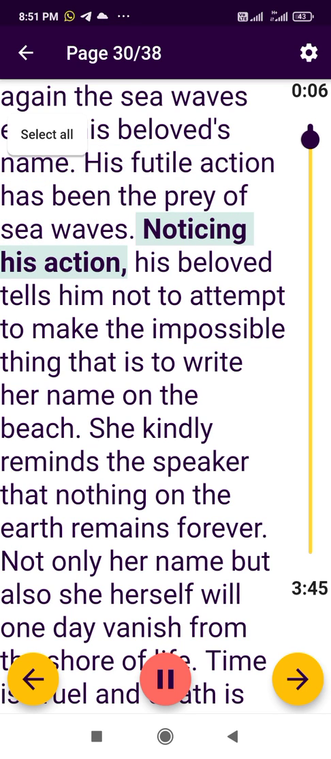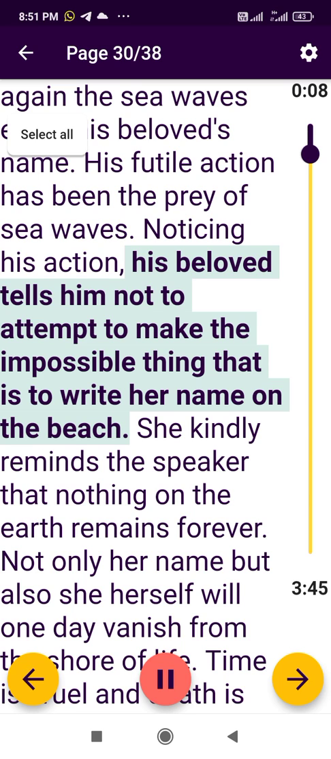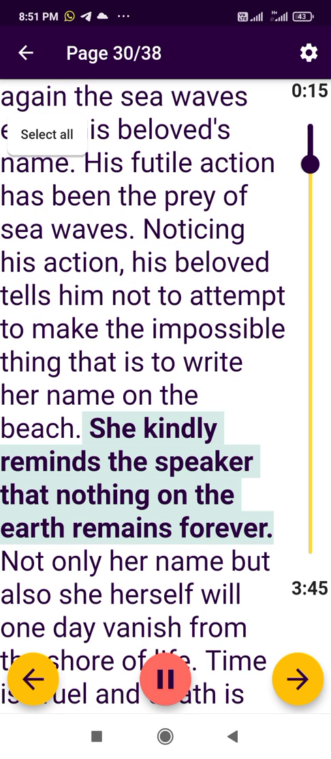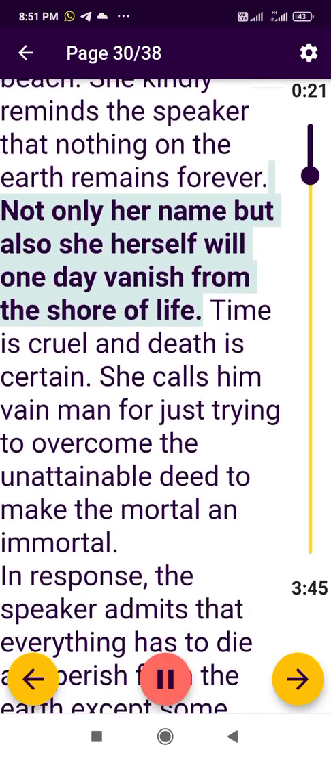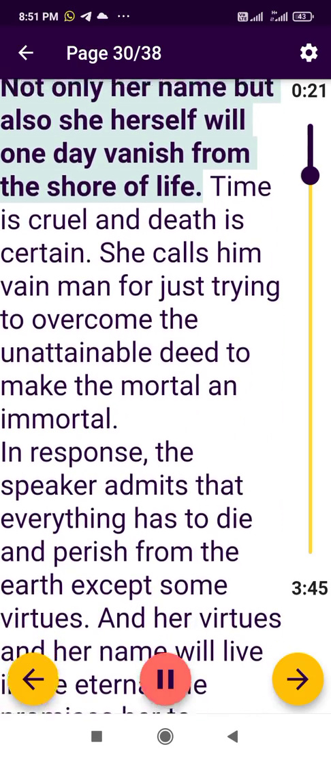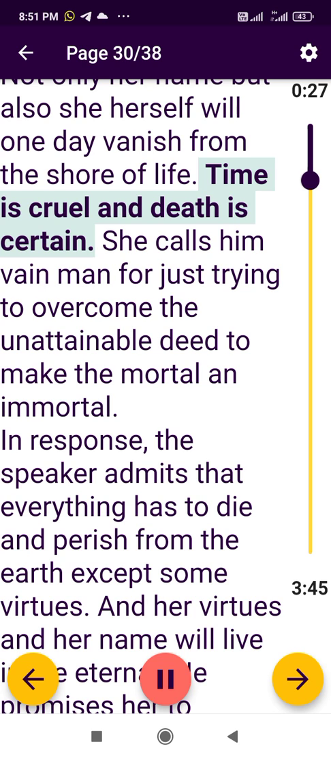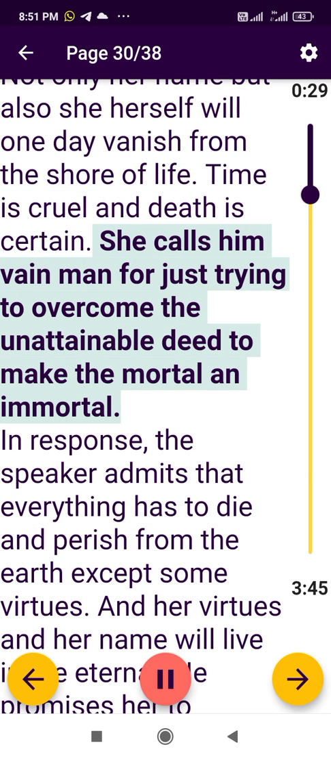Noticing his action, his beloved tells him not to attempt to do the impossible, that is to write her name on the beach. She kindly reminds the speaker that nothing on the earth remains forever. Not only her name, but also she herself will one day vanish from the shore of life. Time is cruel, and death is certain. She calls him vain man for just trying to overcome the unattainable deed to make the mortal an immortal.